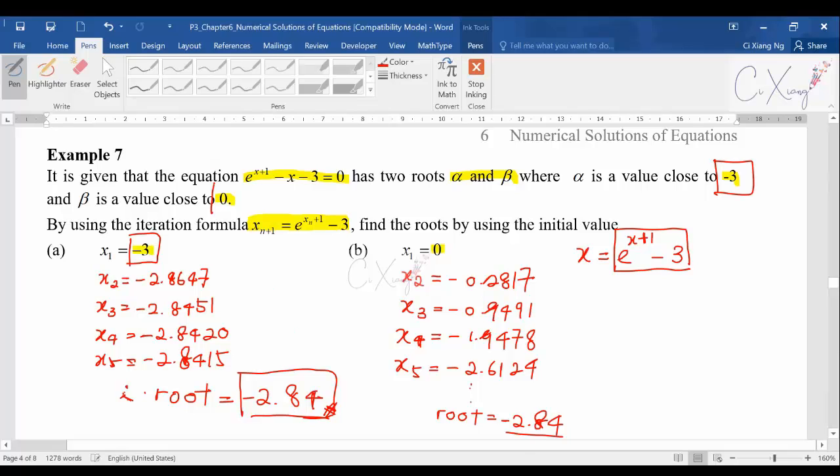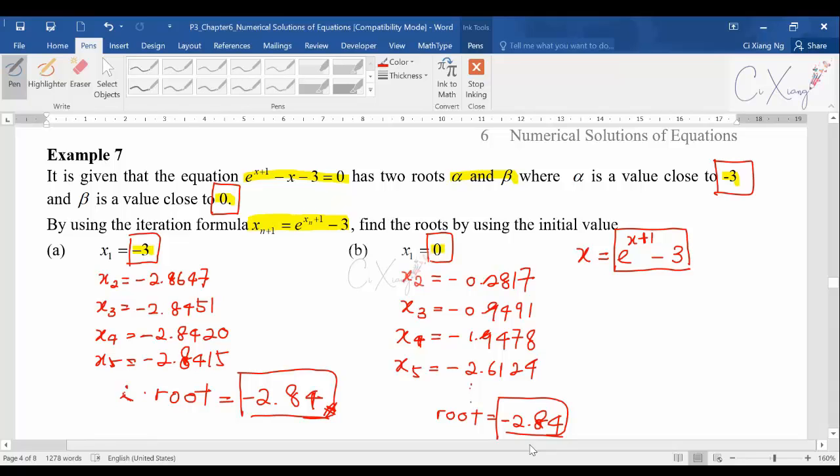And then they tell you that for another root, the initial value is equal to 0. Okay, and then when you use the initial value equal to 0, you actually didn't get the root which is close to 0, but indeed you get the root which is near to negative 3. So what is the conclusion that we can make here?